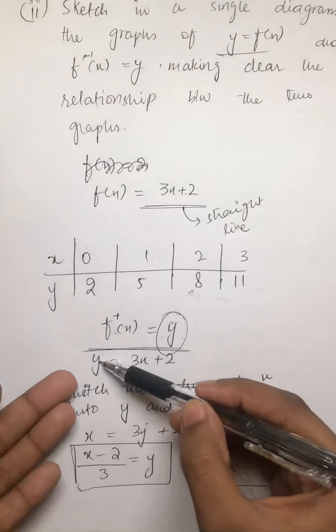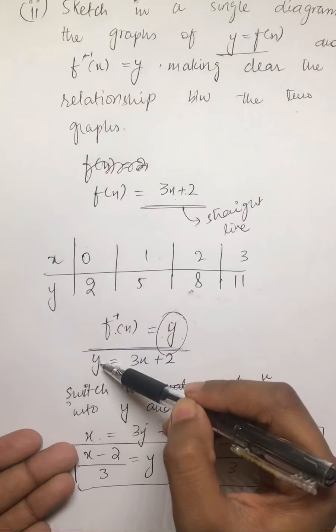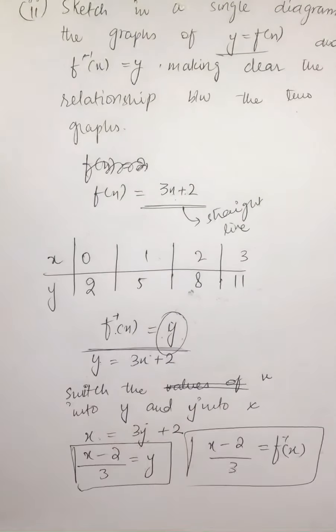Okay, we will write x in the place of y and y in the place of x, and then solve for y. You will get the inverse. That's it. And now let's move on and make a graph of the function.